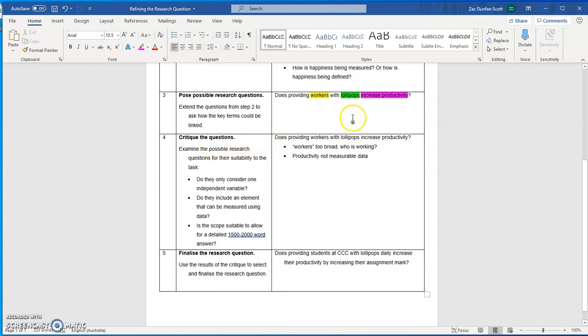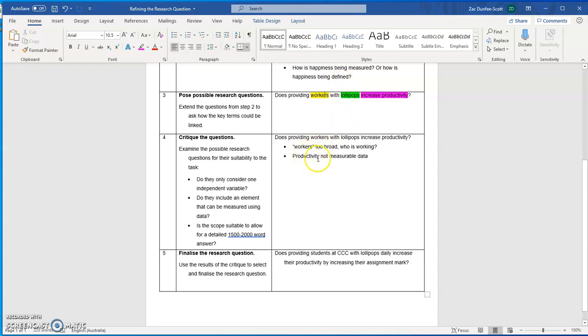Now I need to critique this question. Right. The issue here is workers. It's still probably too broad. If you're going to do research on this, you're probably not going to find tangible evidence that just says workers. Okay, that's very broad. Who is the people working? So let's think about that even further.